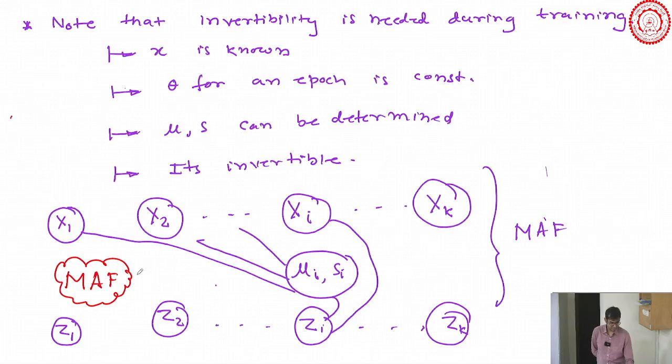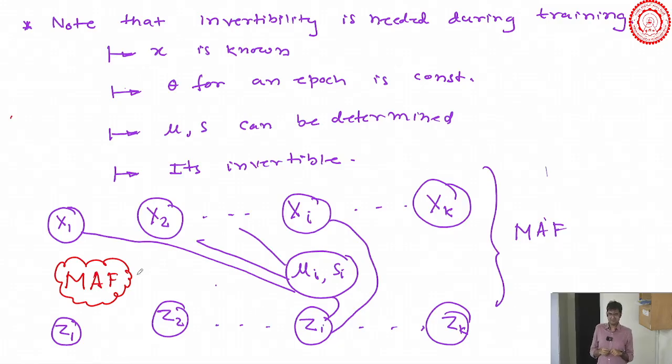Okay, one more thing. MAF, right? Training time, it is parallel, right? You can process everything together, you will get mu and s together. The z's you can generate together. So you can get p of z together and that will be matched with Gaussian, let's say. What about sampling?